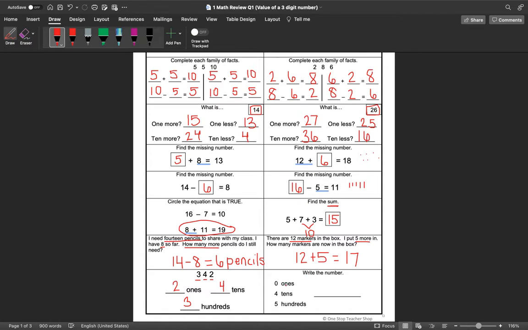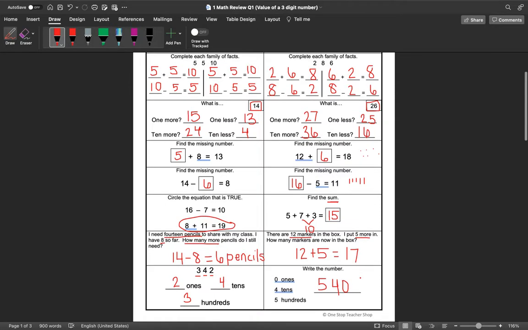All right, we're going to write the number. We have 5 hundreds, 4 tens, and 0 ones. So our number is 540. And we will go complete Wednesday's today, and the video to check it will be on Schoology tomorrow.